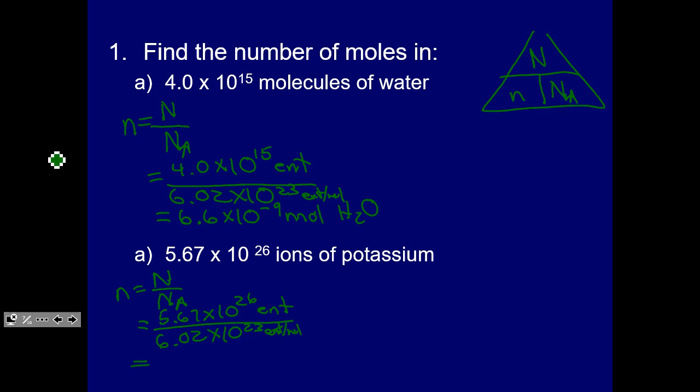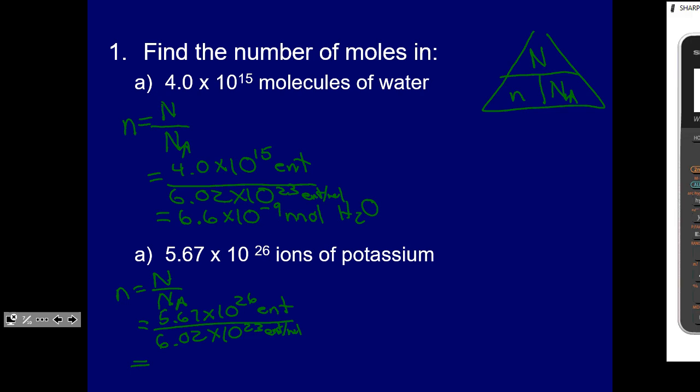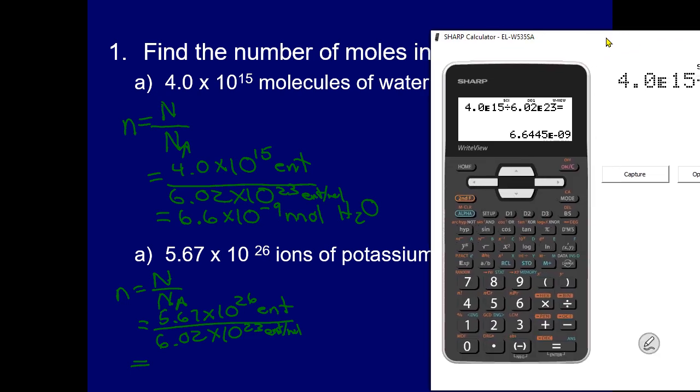Let's get our calculator and do it. Notice this time, 10 to the 26 is a lot bigger than 10 to the 23, so we won't have this tiny number of moles this time. Calculator, clear. 5.67 exp 26 divided by 6.02 exp 23 equals.